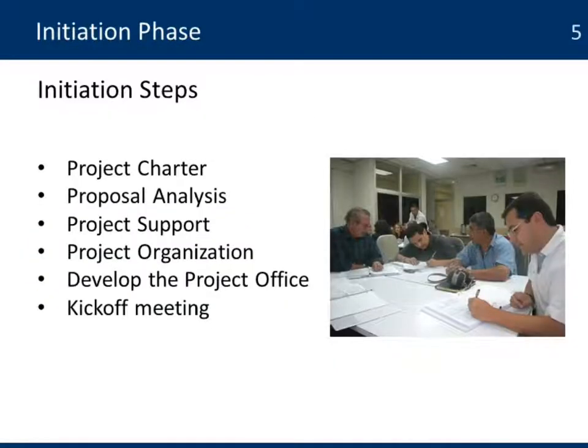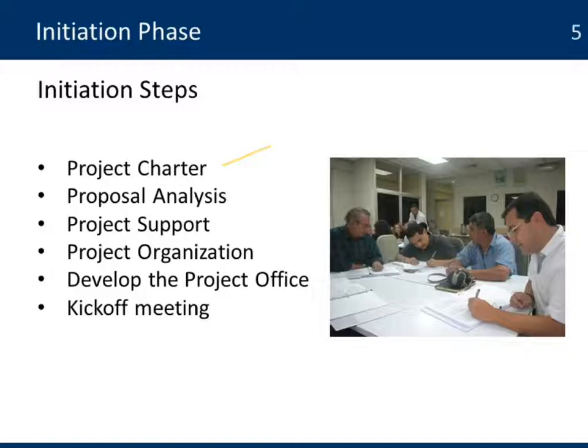Here are some of the initiation steps that need to occur. The first one is the project charter. This is a document that describes a little bit of the project objectives, but most important, defines the authority of the project manager and appoints a project manager to begin the project. It also sets up the project governance, how decisions are going to be made on the project. That includes information about the steering committee or a project board that's going to be supporting the project.